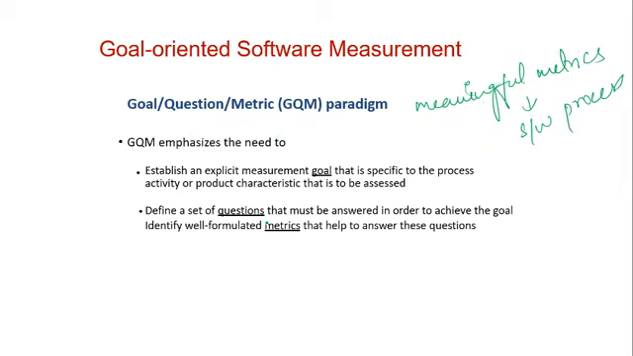Now, this GQM emphasizes the need for two things. The first is to establish the explicit measurement goal. Explicit goals mean that they are mentioned, specific to the process, activity, or product characterized that is to be assessed. Now, that is within GQM, it is going to identify metrics within the software process. So this is going to establish one explicit measurement goal within any software process that you're working on.